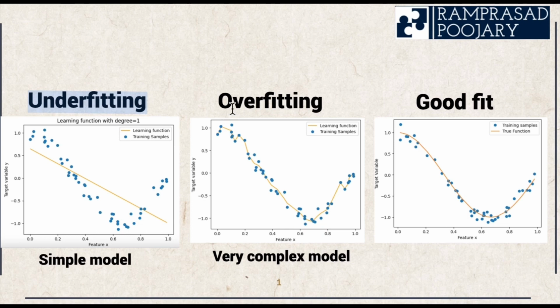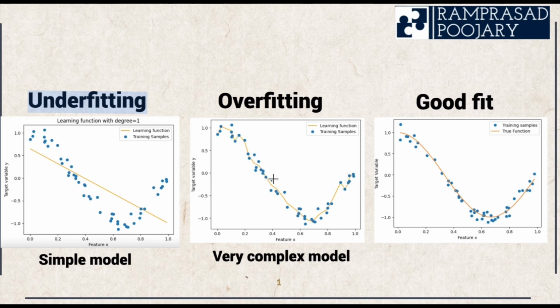The second thing is the overfitting case, where you can see that the learning function even fits the noise in the data set. It captures the noise in the data set. And this is the case when the degree of the polynomial is very high. In this case, the degree of the polynomial is 30.